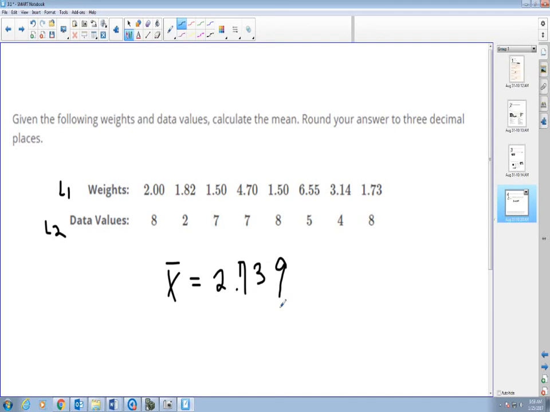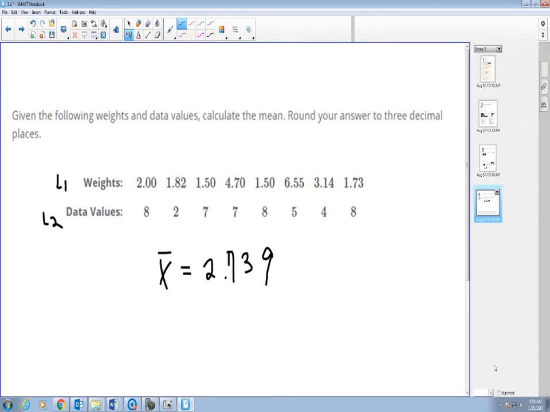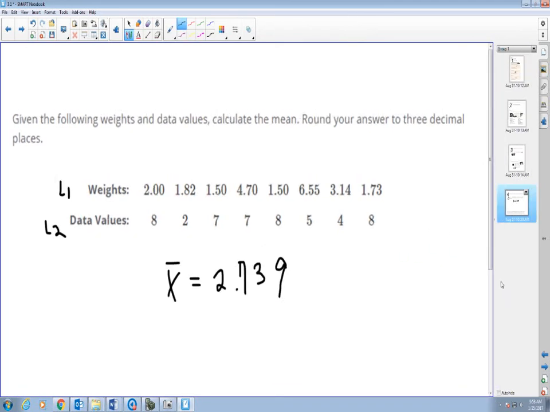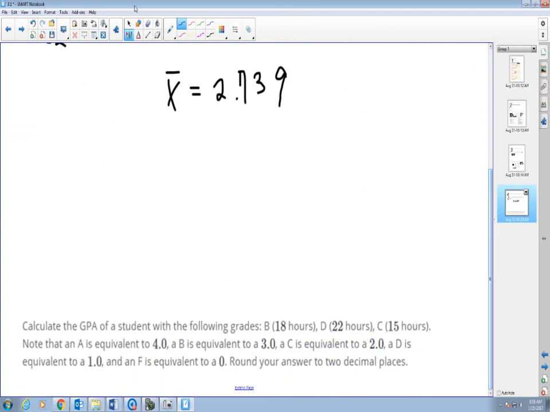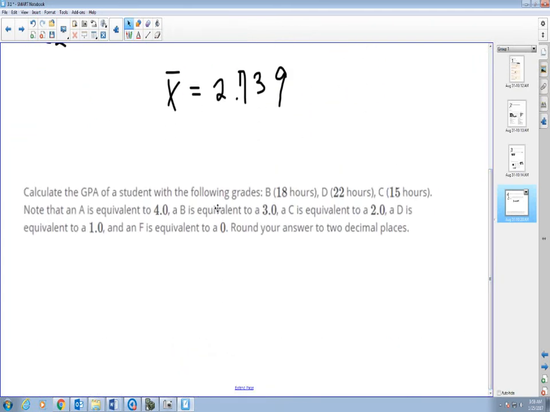Alright, now let's take a look at your GPA problem. GPA is considered a weighted mean type of problem. I know this is a lot of different hours right here. So let's pretend we already took a lot of classes. Maybe this is not the first semester of data.